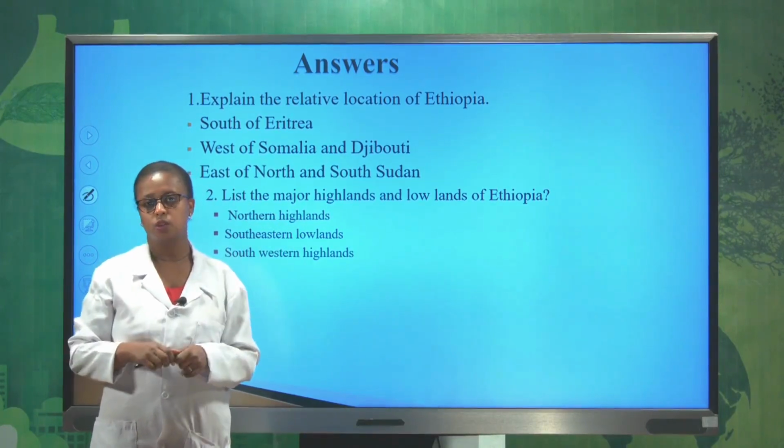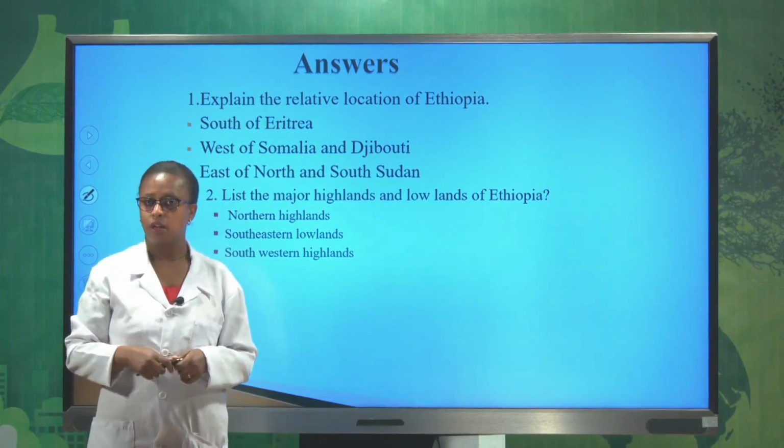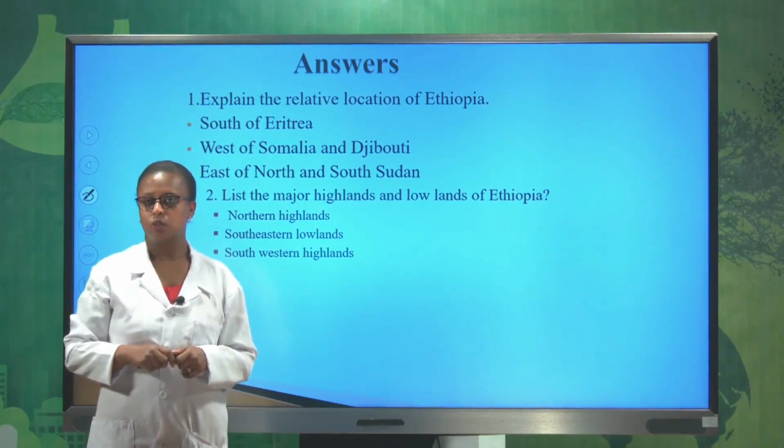And we have seen also the traditional climate zones of Ethiopia: Berha, Qolla, Wena Dega, Dega, and Wirch. This is all for today.